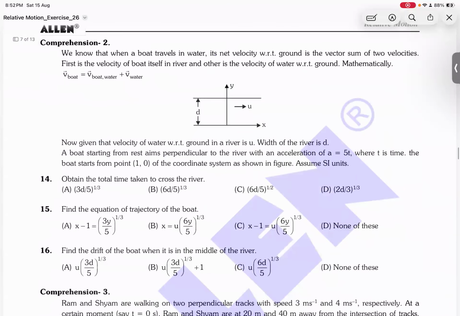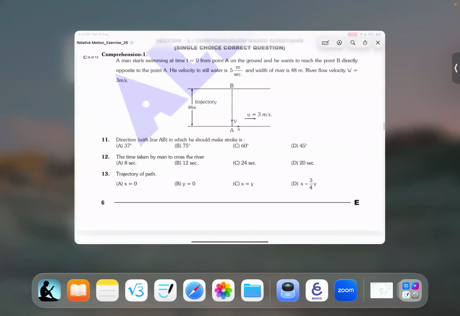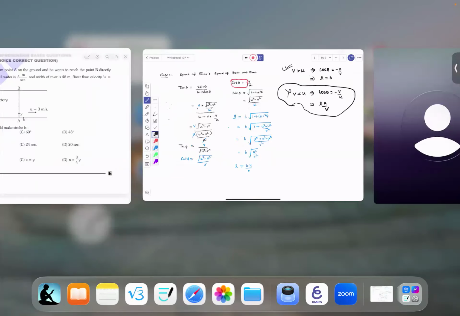Maybe in the next relative motion class, which will be the last class, I will discuss this also. And there was a river boat question that I gave, Irodov question number 1. If you have not tried, please try that. If you're not able to solve it, no problem. I hope you can remember which question it was.